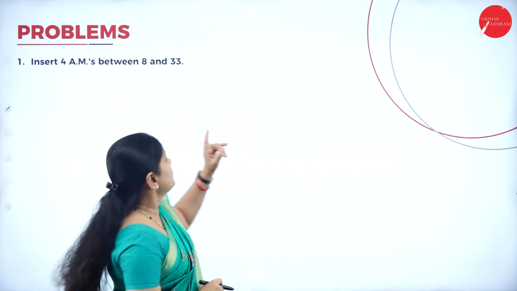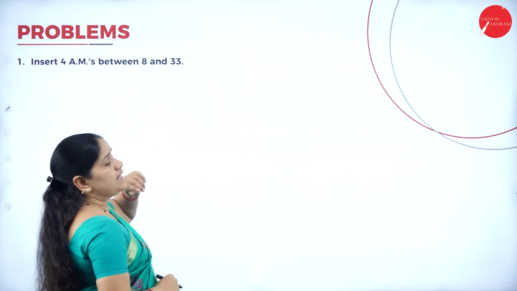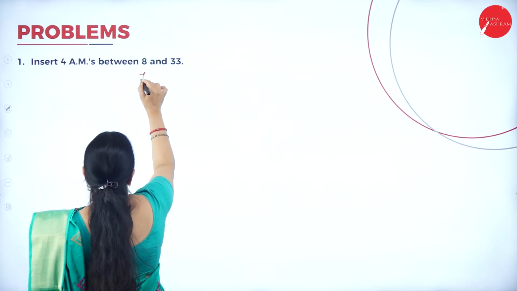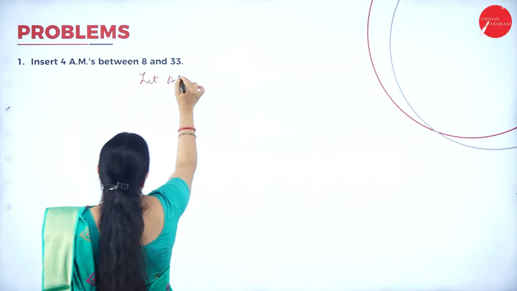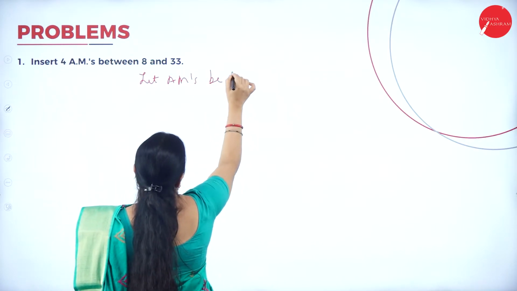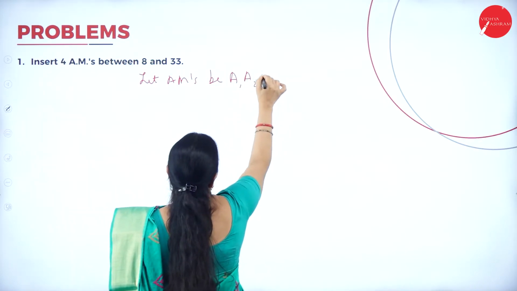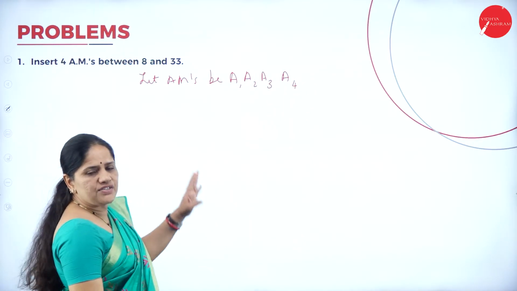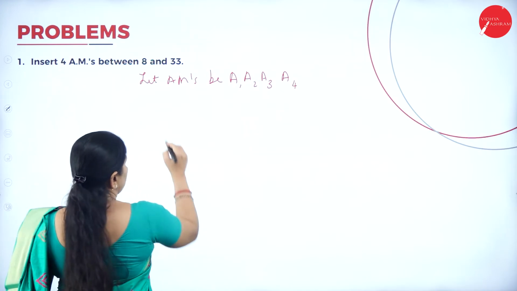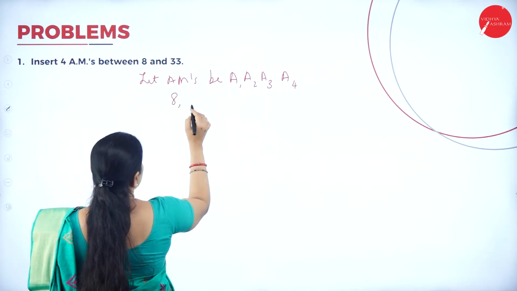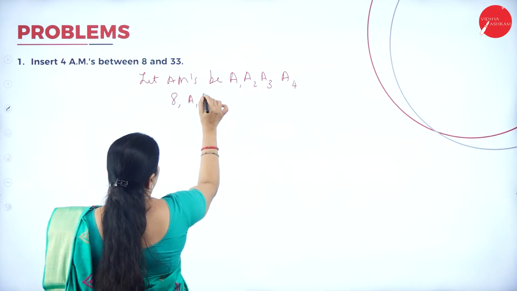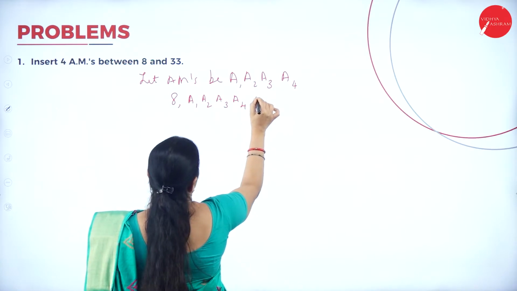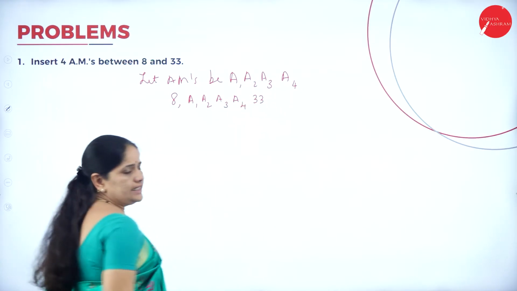Now let us consider this problem. Insert 4 arithmetic means between 8 and 33. So let the arithmetic means be A1, A2, A3 and A4. They have asked for 4 arithmetic means. So we have the arithmetic progression here: 8, A1, A2, A3, A4 and 33.